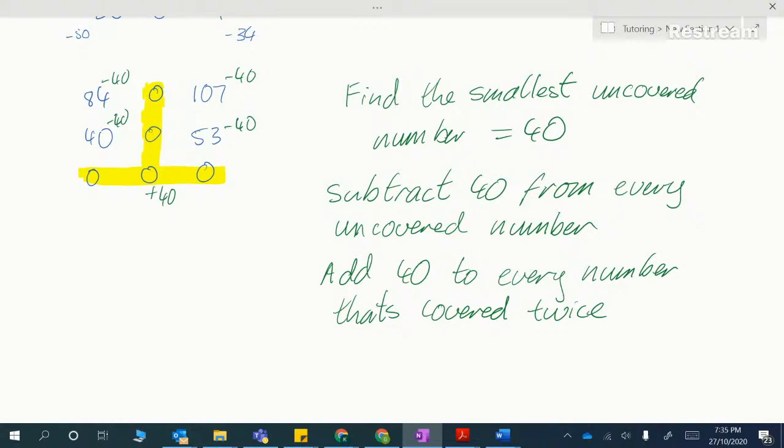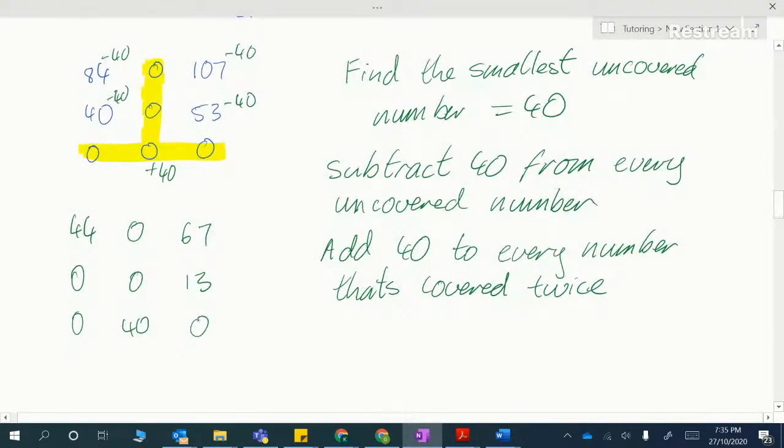Okay. So now I'm going to redraw that matrix. So let's just work systematically through that. So 84 take away 40 would be 44. That's still going to be 0. 107 take away 40 is 67. 40 take away 40 is 0. That's still 0 there. 53 take away 40 is 13. That one's still 0. This is the one covered twice, so that becomes 40. And then the last one's still 0.